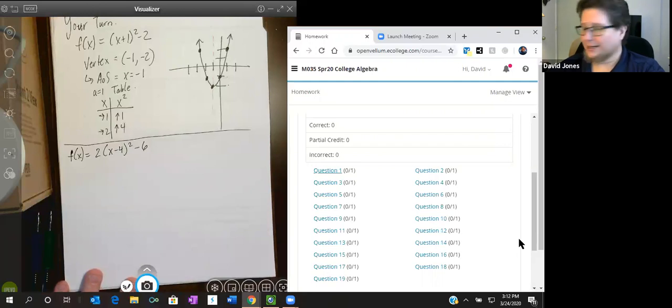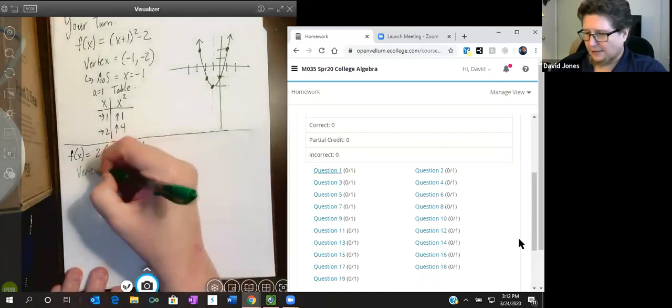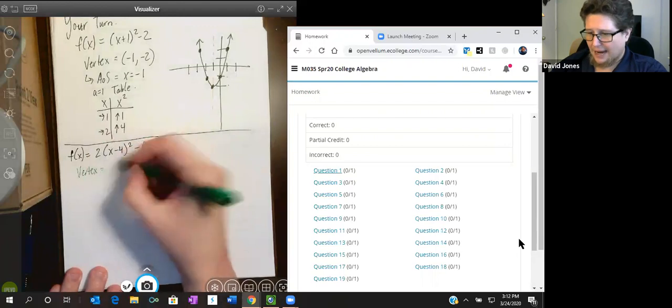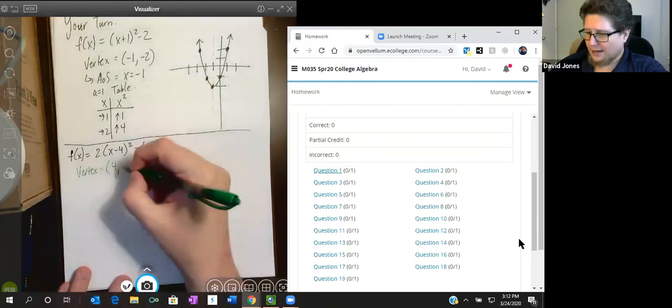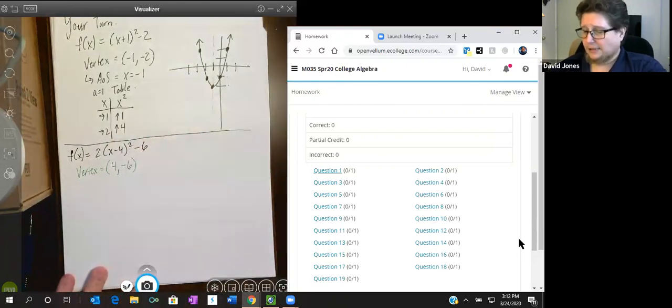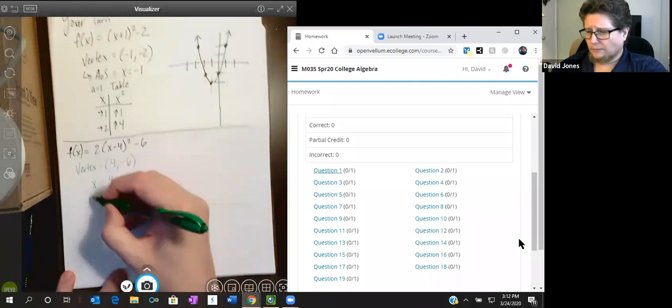I'm going to assume you did. So what do we have here? Our vertex is going to be at (h, k). H is the opposite of what's inside, it's positive 4. K is the same as the outside, negative 6. I've got an axis of symmetry at x equals 4.